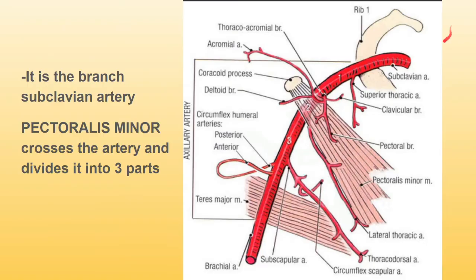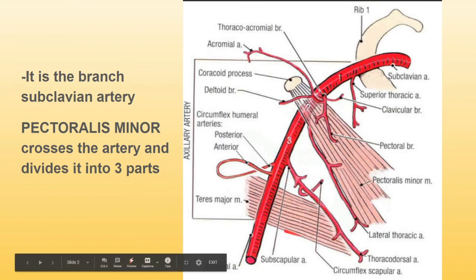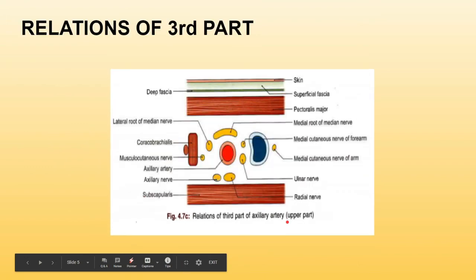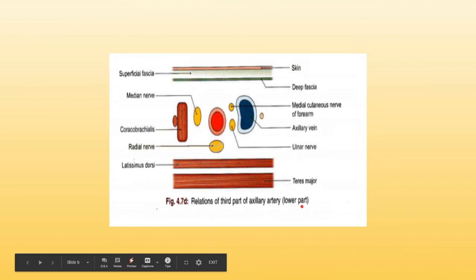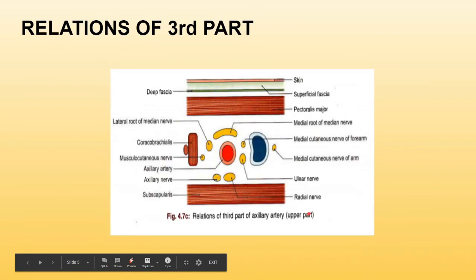As you can see, this is the third part extending from the lower border of the pectoralis minor to the lower border of the teres major muscle, right? So now we will study the third part in two further parts, that is the upper part and the lower part, and we will differentiate these two accordingly so that it will be easier for you to understand and learn. Now first of all, the anterior part.